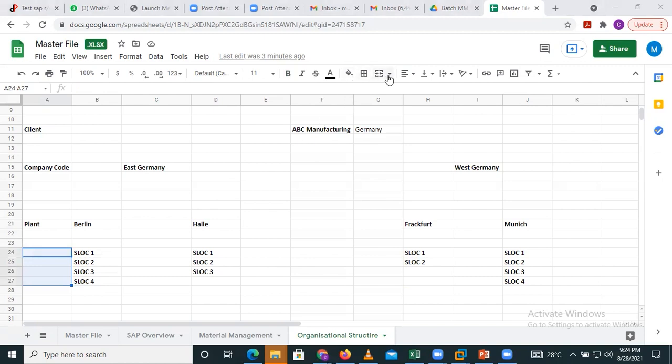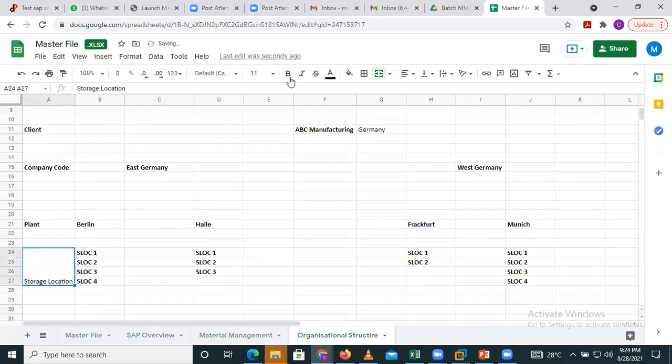I'll just put this as a storage location. So we have storage location. Okay. So in the Berlin plant, we have 4 storage locations. In the Halle plant, we have 3 storage locations. In the Frankfurt plant, we have 2 storage locations. And in the Munich plant, we have 4 storage locations.